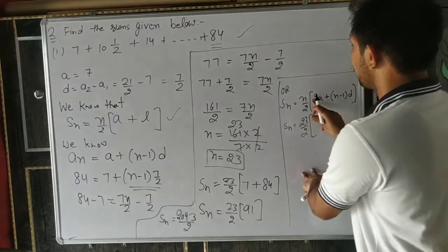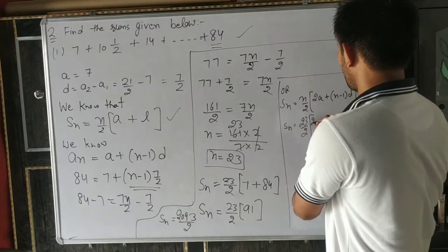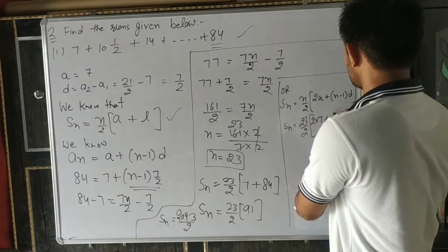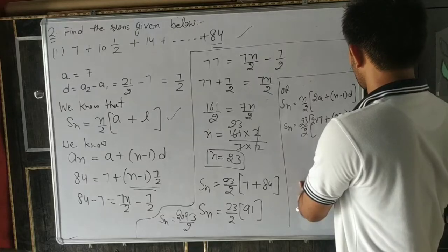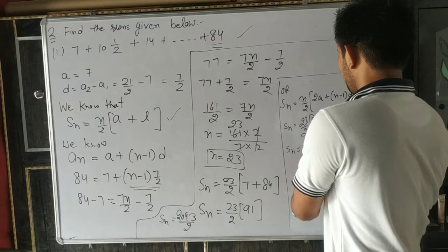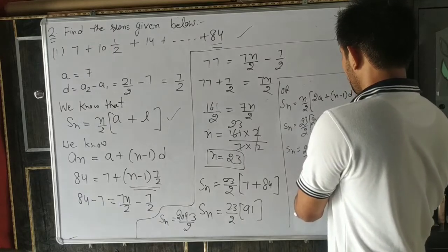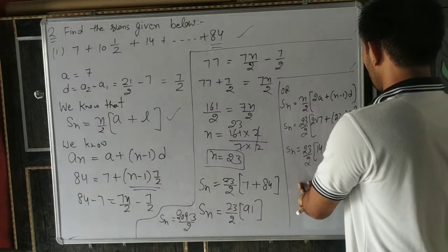23 upon 2, 2 into a, 2 into the first term, 2 into 7, plus 23 minus 1 into d, which is 7 upon 2. So Sn, dear, is 23 upon 2 into 2 into 7, 14, plus 22 into 7 upon 2.